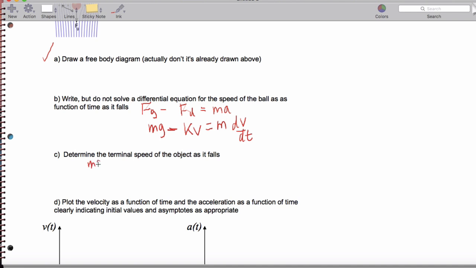That's going to be mg minus kv equals m times 0, because at terminal speed, a equals 0. So we're going to end up getting that k v terminal equals mg. So v terminal equals mg over k.